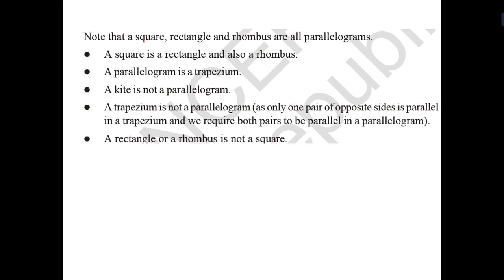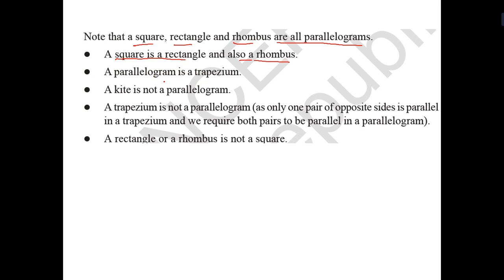Now an important note: square, rectangle and rhombus are all types of parallelograms. A square is a rectangle, and also a rhombus. A square is also called a rectangle, and it is also called a rhombus. Why? A square has all four sides equal, and a rhombus also has all four sides equal. A square has each angle 90 degrees, and a rectangle has each angle 90 degrees.